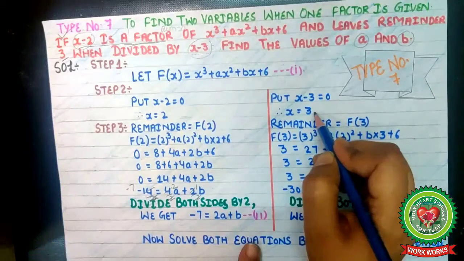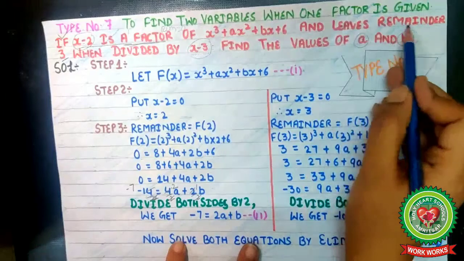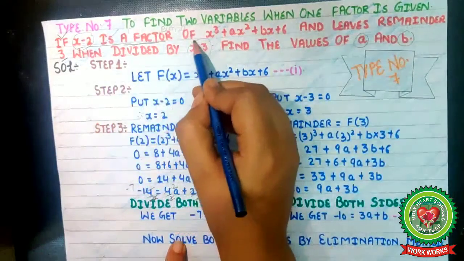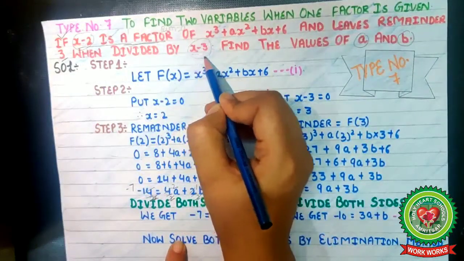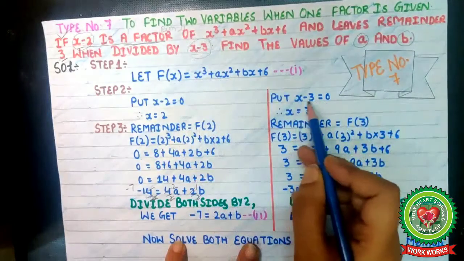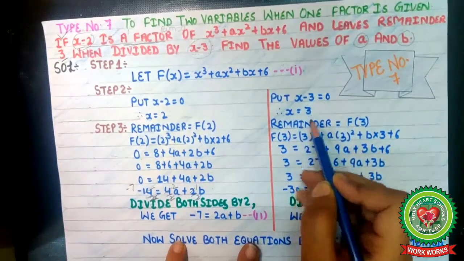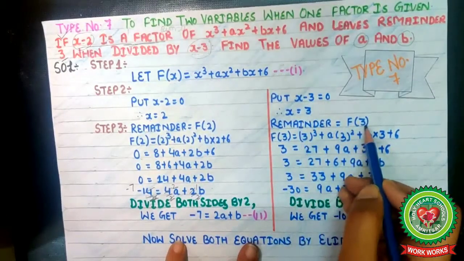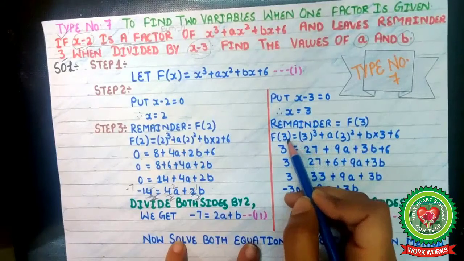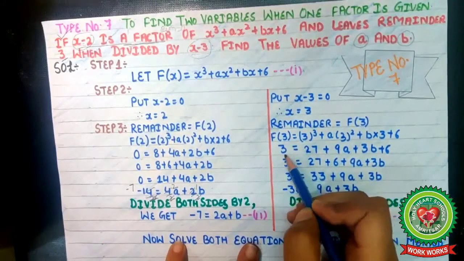Now come to the other side, that is case 2. It is given in the statement that it leaves the remainder 3 when divided by x minus 3. So now we will do the sum for x minus 3. Do the steps: put x minus 3 equals 0, therefore x equals 3. Now remainder equals f of 3. It is given that the remainder is 3, so under f of 3 we can't write 0. We will write 3 only.